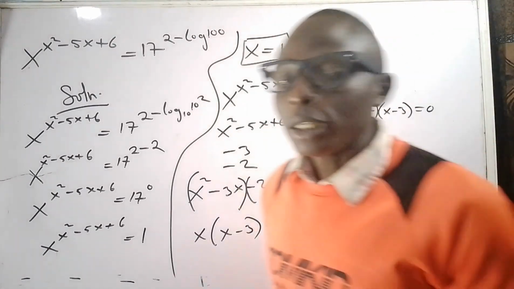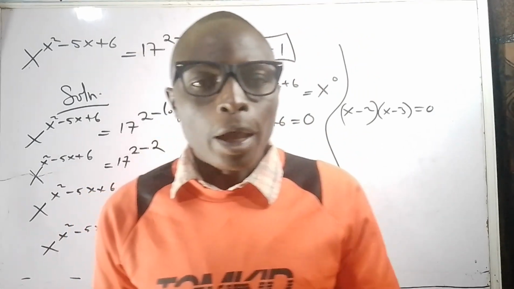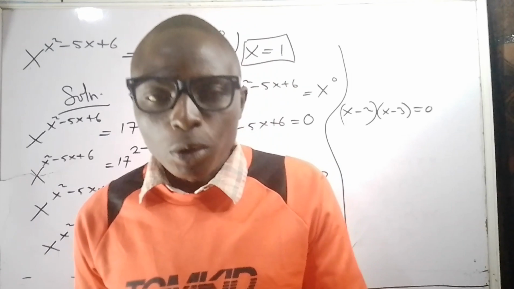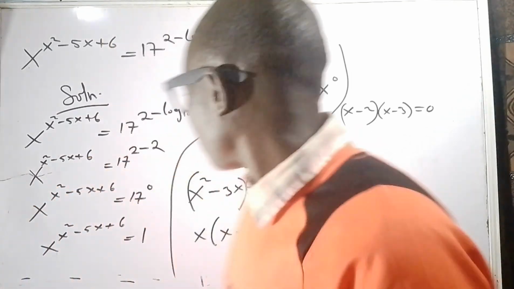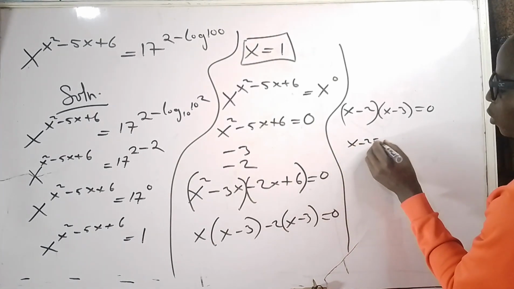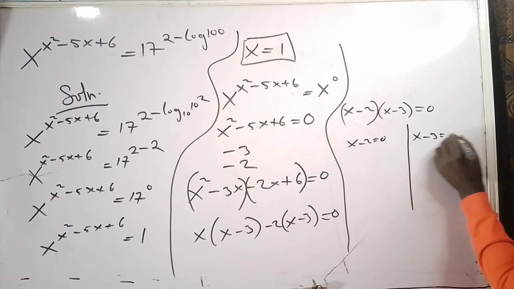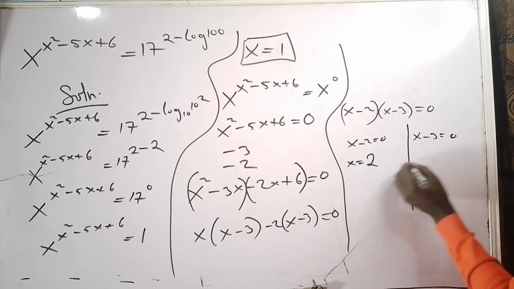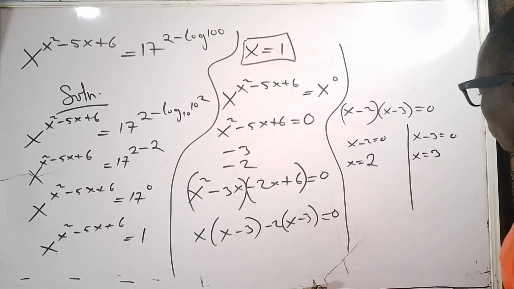And we remember our product rule that says whenever two numbers multiplying each other are equal to 0, that means one of them must be equal to 0. So it's either x minus 2 is equal to 0 or x minus 3 is equal to 0. That means it's either x is equal to 2 or x is equal to 3.